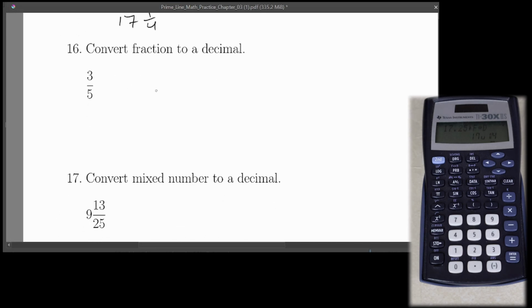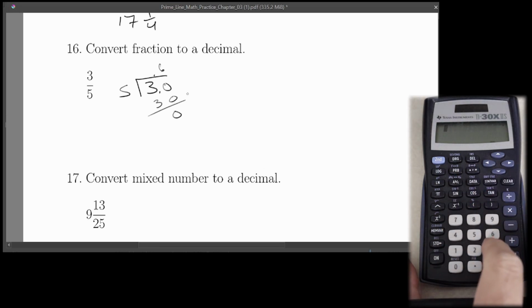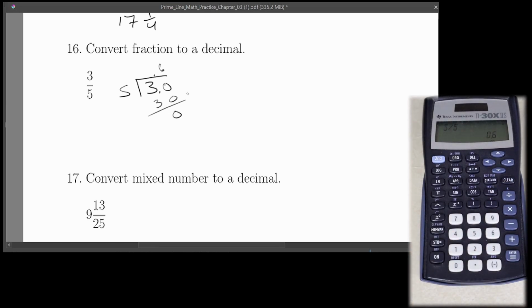Okay, converting a fraction to a decimal, you could do this by long division. You could take your numerator, 3, and divide it by 5. You'd have to add a 0, and that gives us 0.6. Alternately, on your calculator, you can just take 3 divided by 5, and that'll get you to your decimal value. So we get 0.6 for our decimal value.